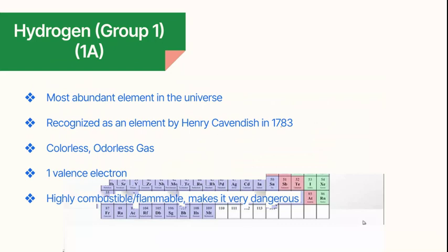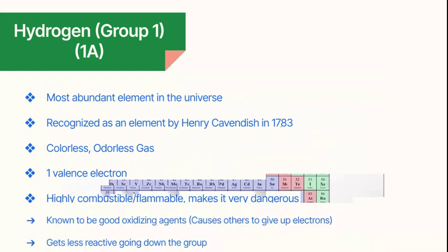So hydrogen is in group 1. It is a nonmetal, and it is the most abundant element in the universe. It is the most important, most found, everything like that is very important in the universe, and it was first recognized as an element by Henry Cavendish, English philosopher, in 1783. He didn't discover it, but he first recognized it as an element at that time, and he was the first one to do it.